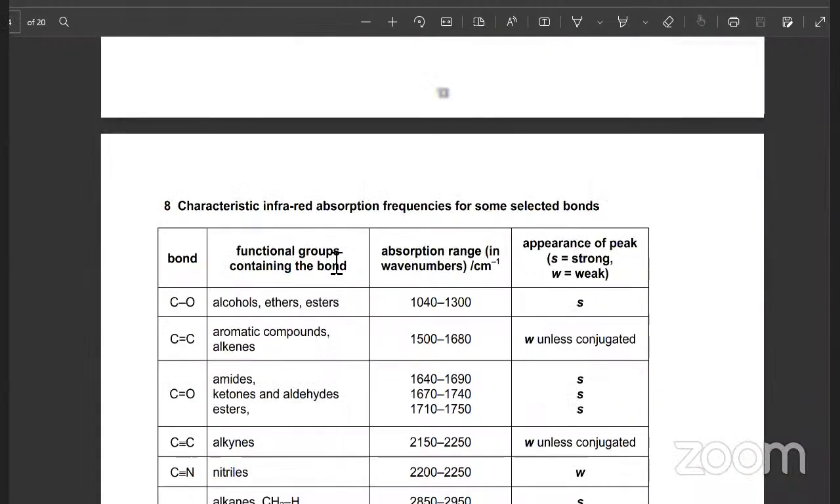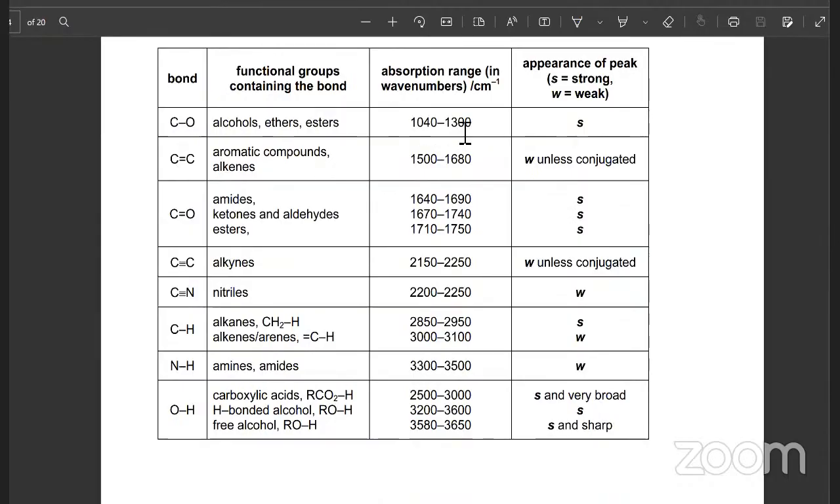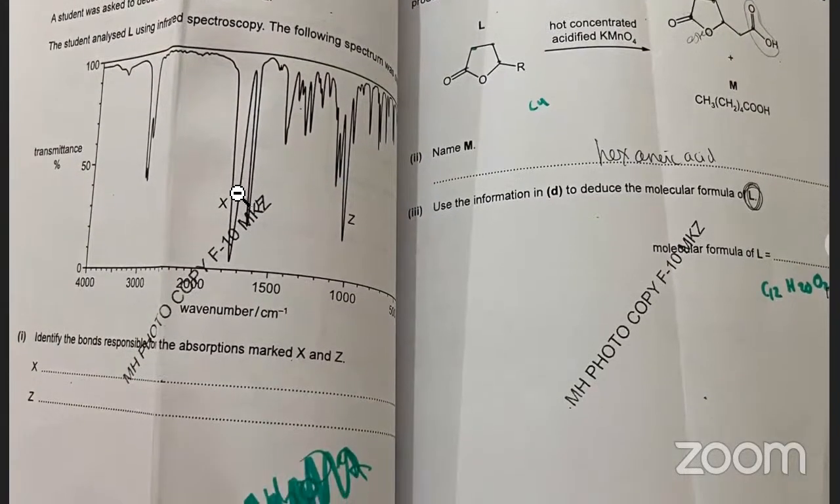So this is your infrared spectroscopy. 1000, that's C single bond O. C double bond O is 1600, 1700, somewhere in that range. So you would be easily able to identify this one. X over here is definitely C double bond O. So we're done with that.